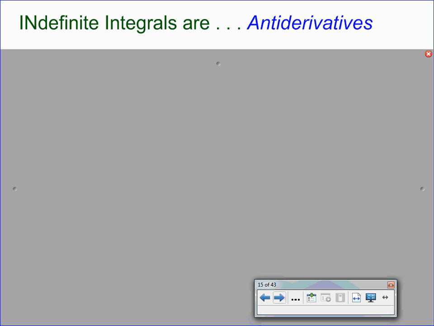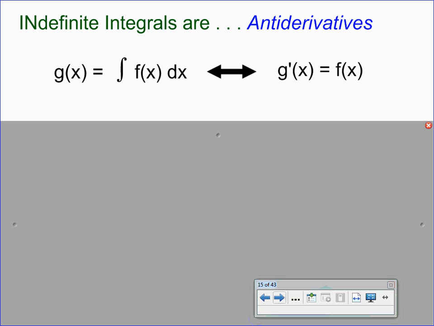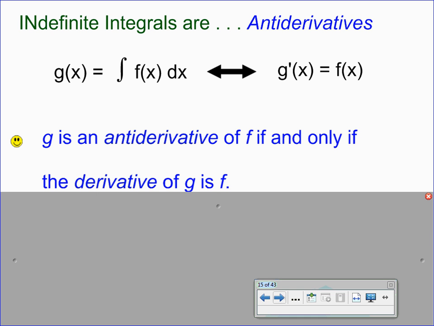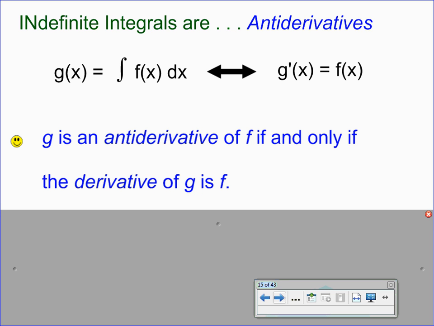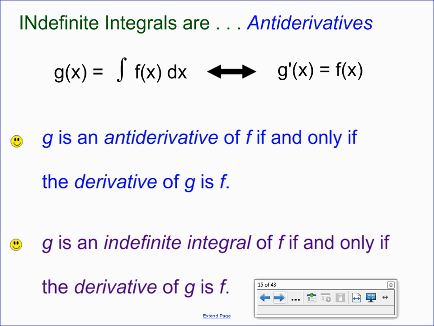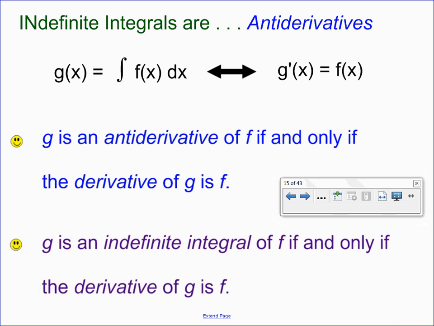So on your note sheet, indefinite integrals, this topic for today, we're going to be evaluating indefinite integrals, are just antiderivatives. G is an antiderivative of f if and only if the derivative of g is f. In this way, differentiation and antidifferentiation are inverse processes. So g is an antiderivative of f. That's what that notation on the left means. If and only if the derivative of g is f. Because indefinite integrals are antiderivatives, we could also restate this as g is an indefinite integral of f if and only if the derivative of g is f. So antiderivatives and indefinite integrals are synonymous.